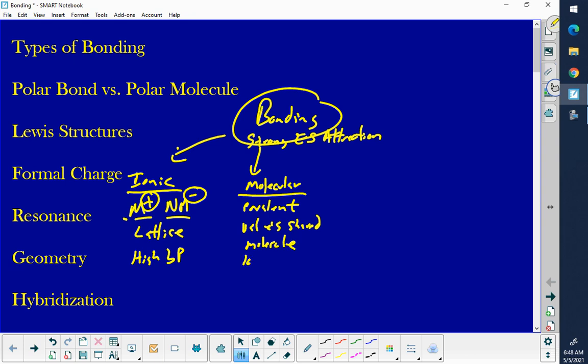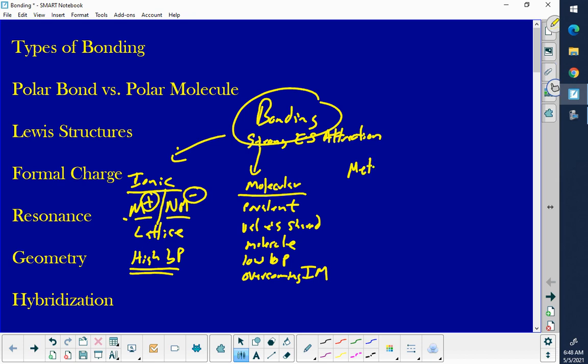And these have low boiling points and melting points because when these things boil, you're just overcoming IM forces. You are not breaking the covalent bond. You're only overcoming the IM forces. Where over here, when you boil or melt an ionic compound, you are actually overcoming the strong force of attraction between the cation and the anion.